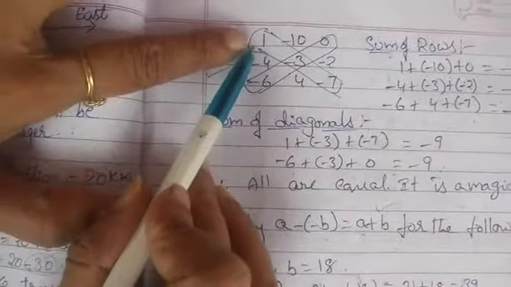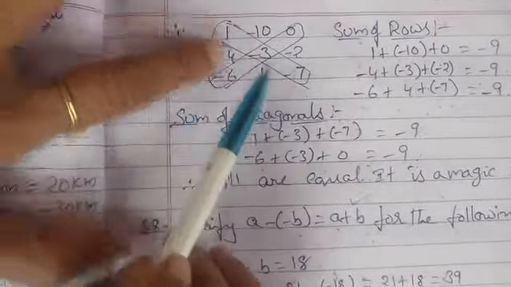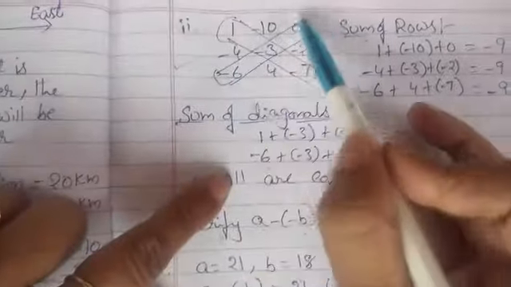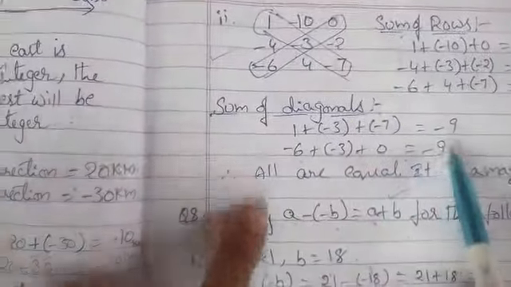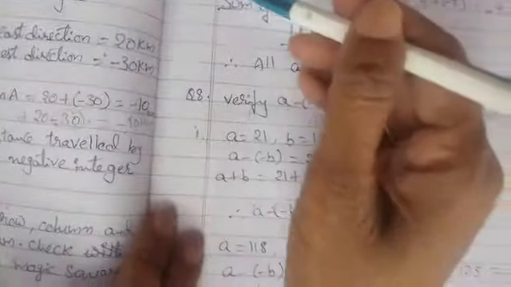And now we will consider the diagonals. First diagonal: plus 1, plus of minus 3, plus of minus 7, we will get minus 9 again. And the sum of the second diagonal also we are getting minus 9. Here all the sums are equal, that's why the second one is a magic square.